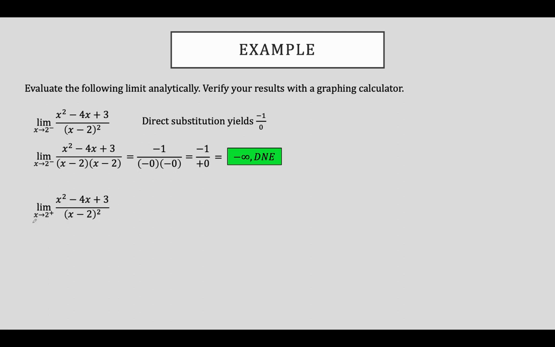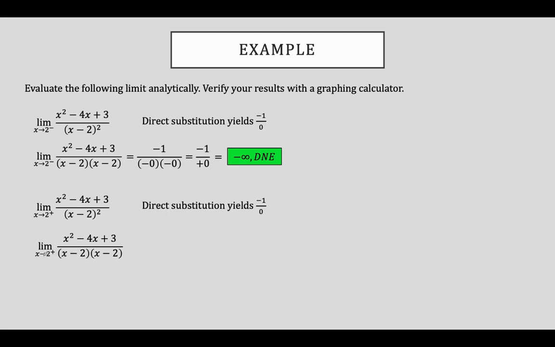Let's now look at the limit as x approaches 2 from the right. Again, we try our direct substitution. When we plug in 2, we get negative 1 divided by 0. That tells us we have an infinite limit. What do we need to do next? Factor the denominator and look at the signs of our factors, in particular the ones that are going to be zeros. Well, when we plug in 2 into the numerator, we're still going to get out negative 1 in our numerator. But now in the denominator, let's think.